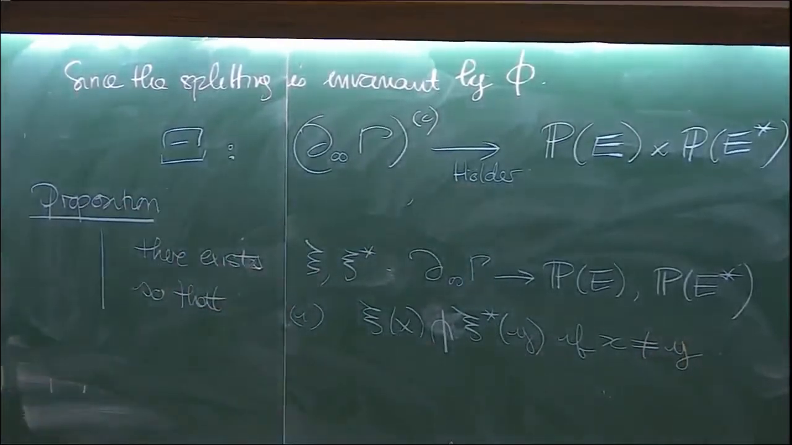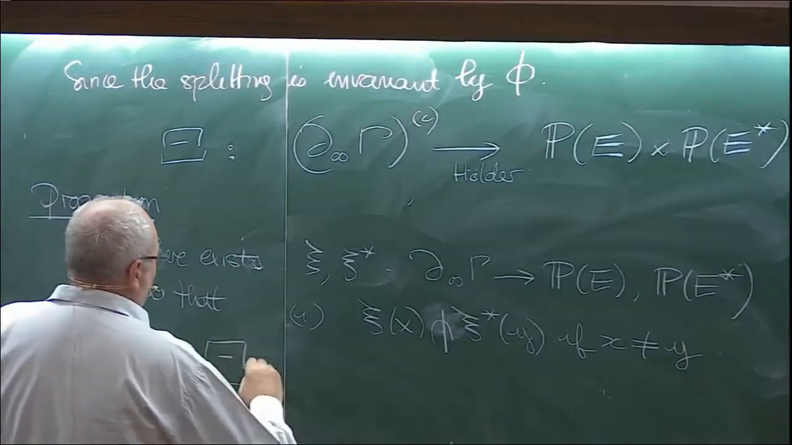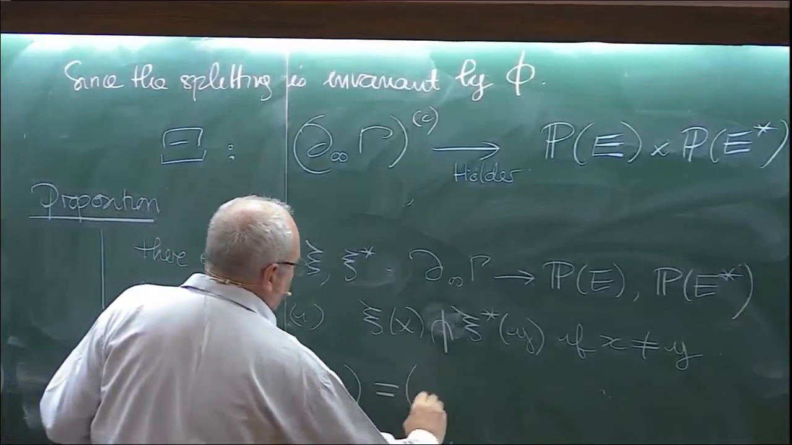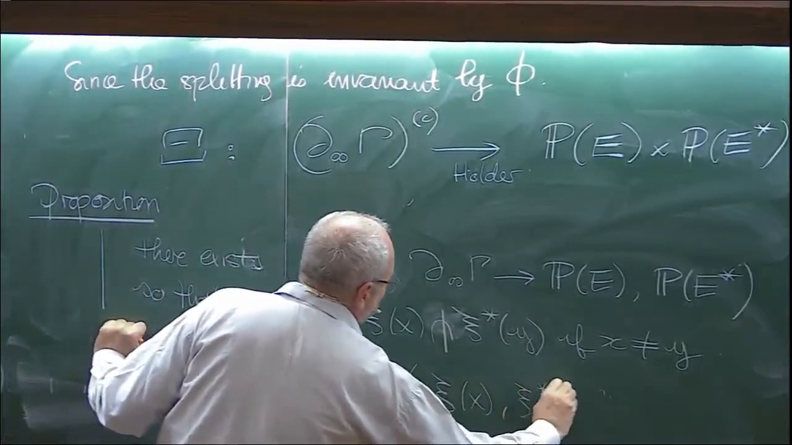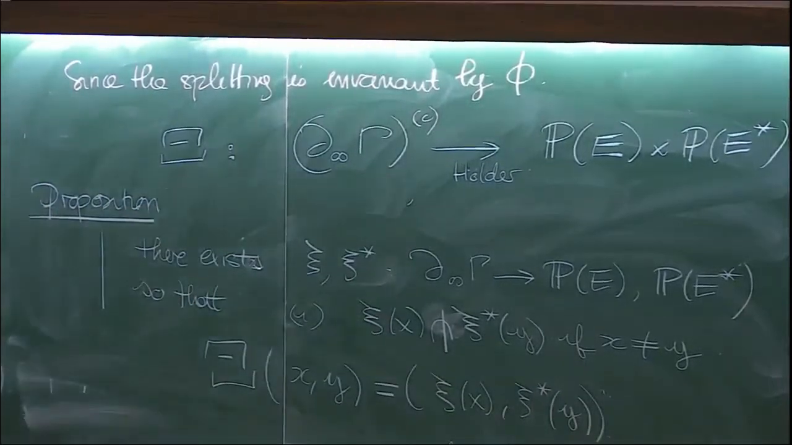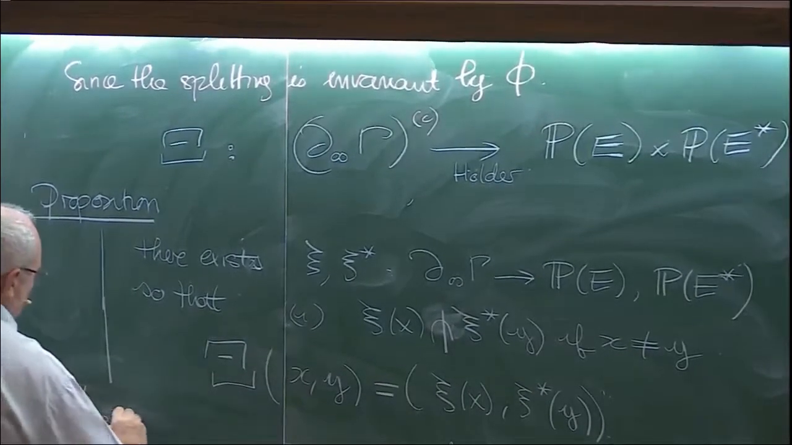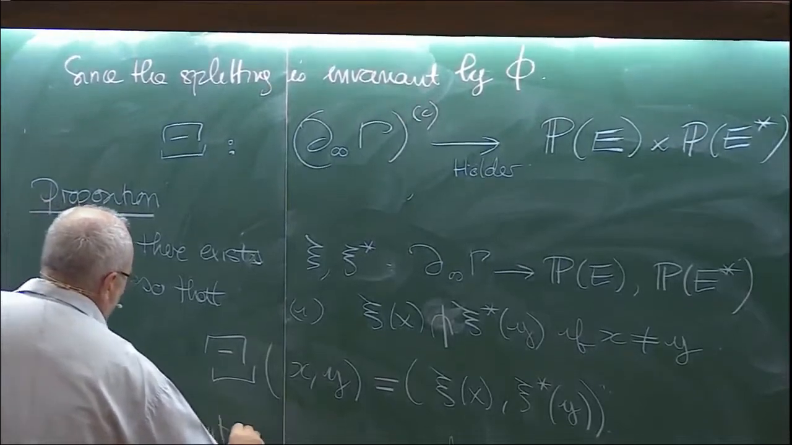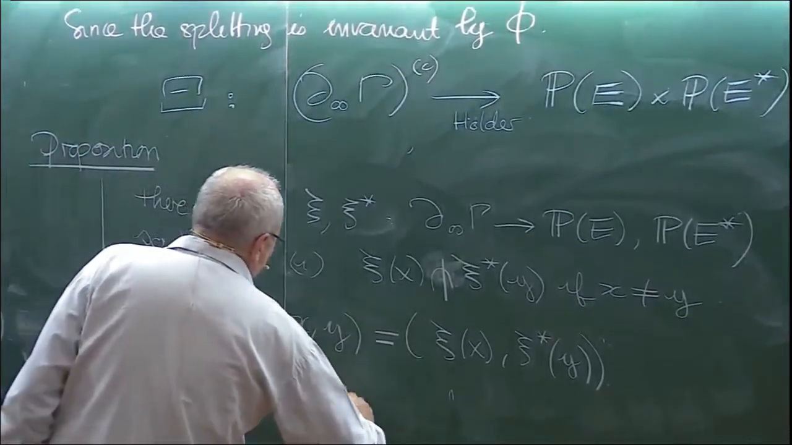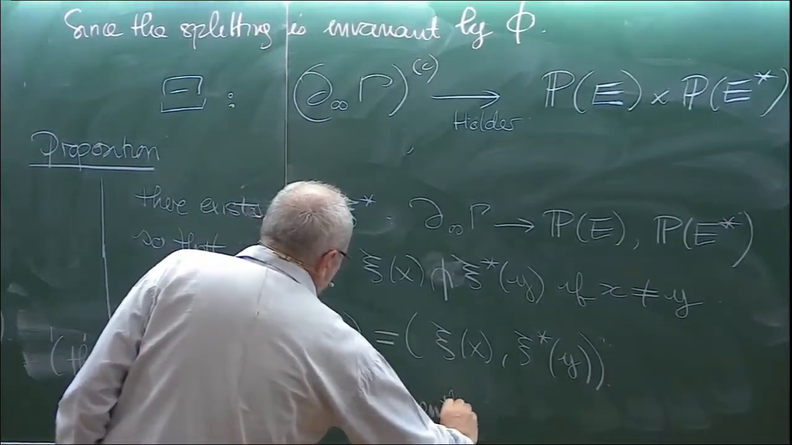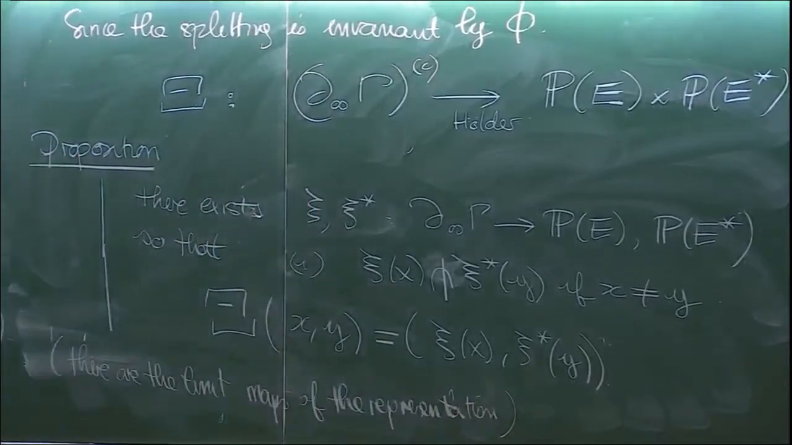Okay, and secondly, xi of the point (x,y) is actually xi of x, psi star of y. So this splitting actually only depends on the endpoints of the geodesics. And these objects are exactly the limit maps of the representation. And of course, if you know the limit maps, you know the splitting. And if you have this uniform contraction that Misha was describing before, then this exactly amounts to saying that this splitting is actually a dominating splitting.